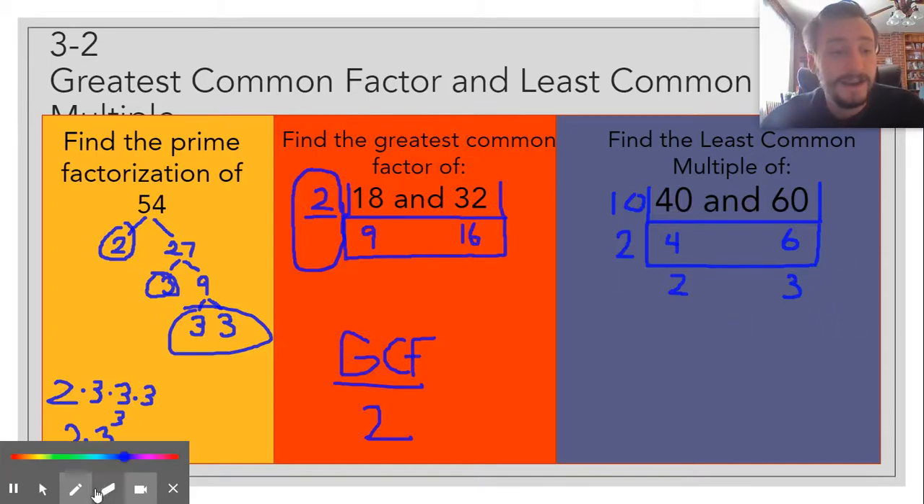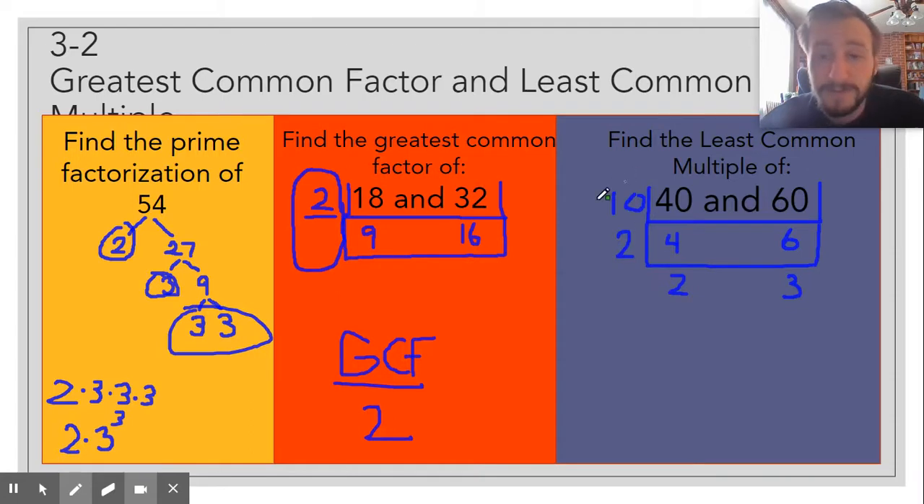Now, the difference between the greatest common factor and the least common multiple using the ladder method: for the GCF, the greatest common factor, you only multiply the left numbers. The LCM, what you do is you multiply all of the numbers on the outside. So you draw a big L and you multiply all of the numbers out here.